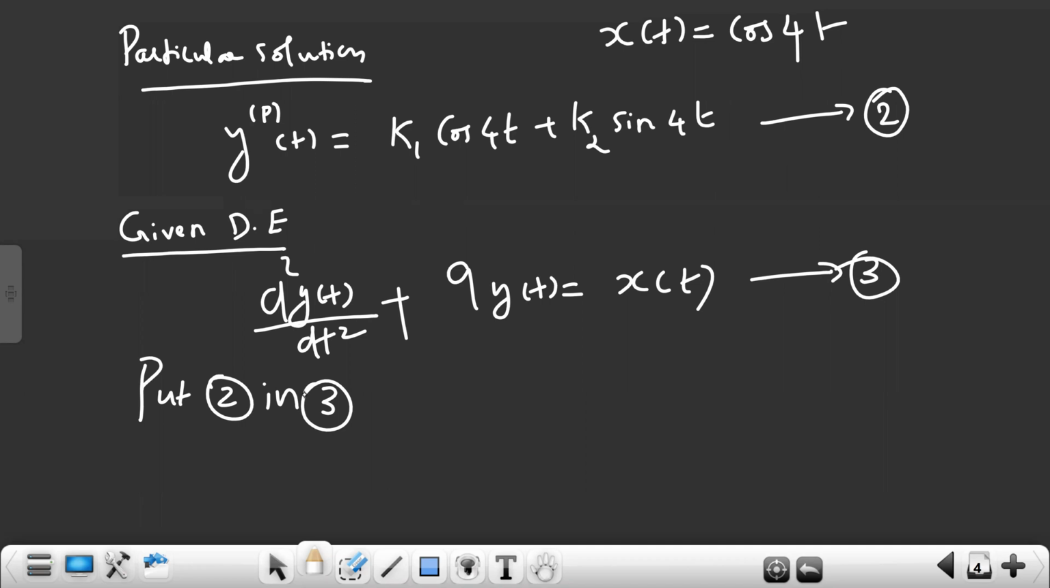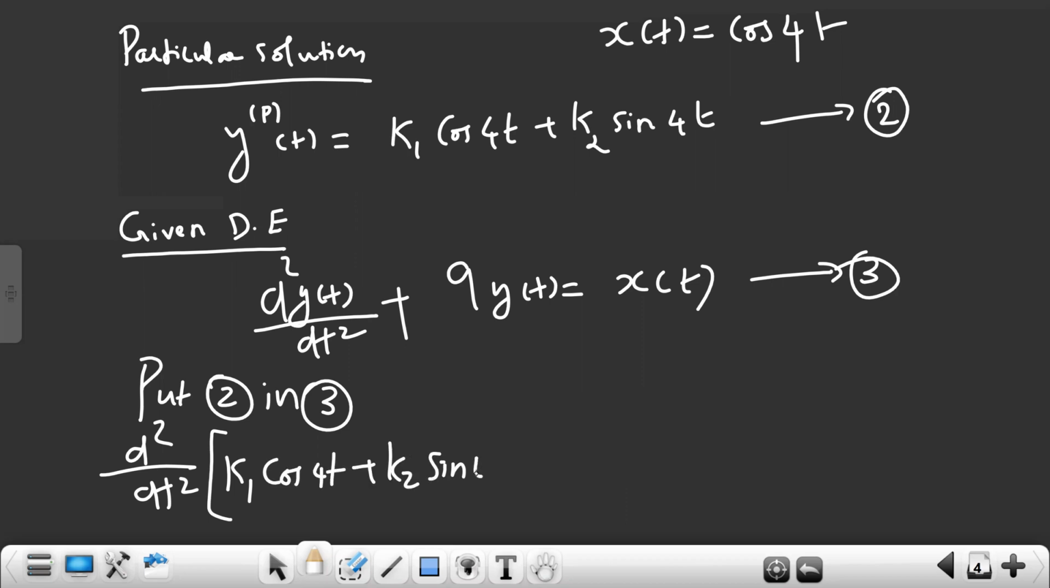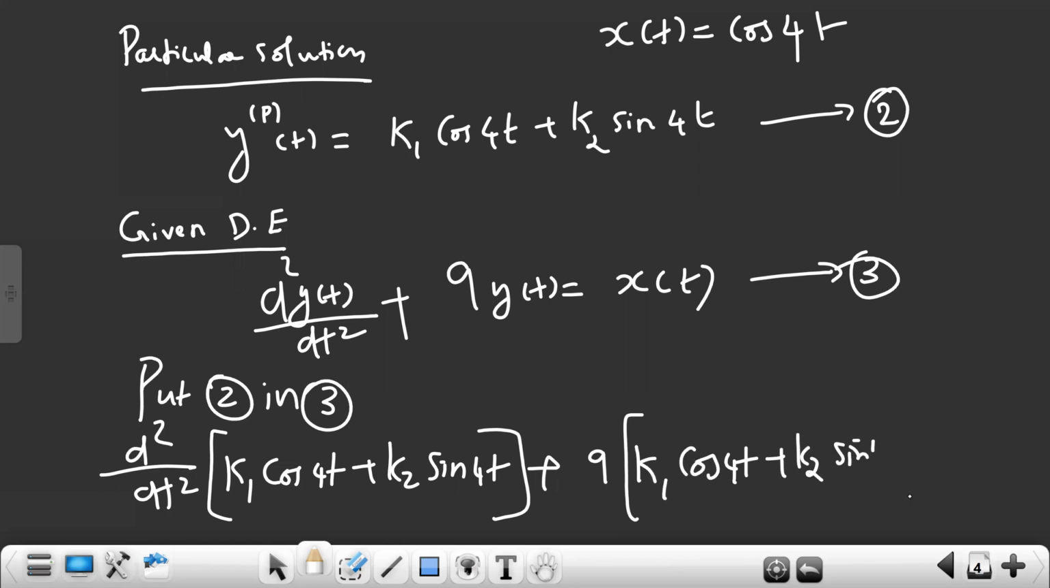So when you put 2 in 3, we have d square by dt square of y of t, k1 cos 4t plus k2 sin 4t, plus 9 into, again y of t, k1 cos 4t plus k2 sin 4t, is equal to x of t, which is cos 4t. What is x of t? x of t was cos 4t as per the given question. Now all of you simplify and tell me the answer.